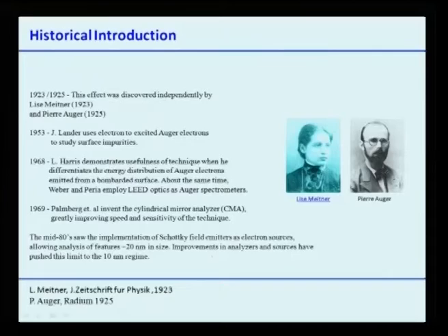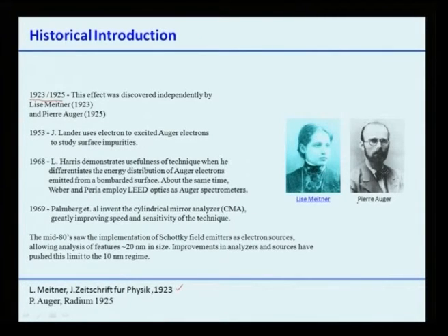To give you an idea of how the developments took place later on, let me talk in a little detail. In 1923-25 the effect was discovered independently by Meitner and Auger. Meitner published her paper in Zeitschrift für Physik, and Auger published in Journal de Physique et le Radium. Their pictures are shown here. But then there was a big lull, nothing happened, obviously because of instrumentation problems.